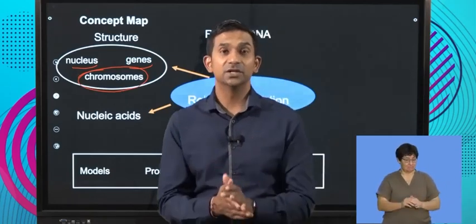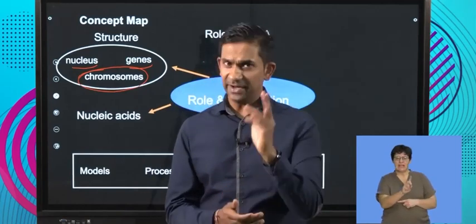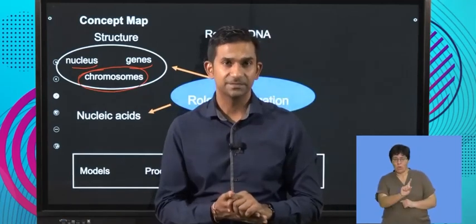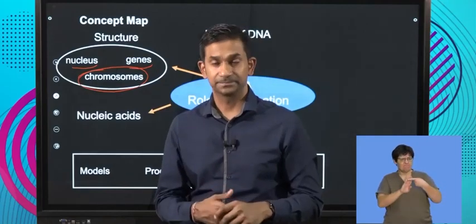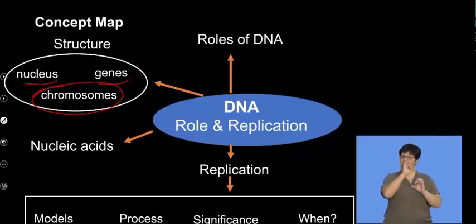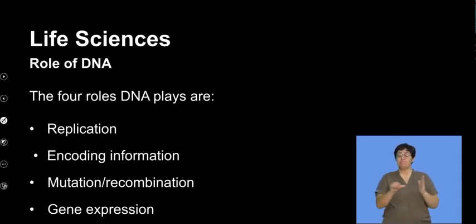In this segment, we're going to look at the role of DNA and a very important process, DNA replication. So let's try and understand what the role of DNA in a cell is. When we try and understand the role of DNA, it's important for us to look at the different roles that DNA plays. Firstly, we're going to look at the role of DNA in the process of replication, which is fundamental to our lesson today.